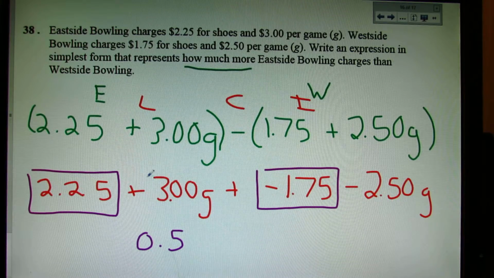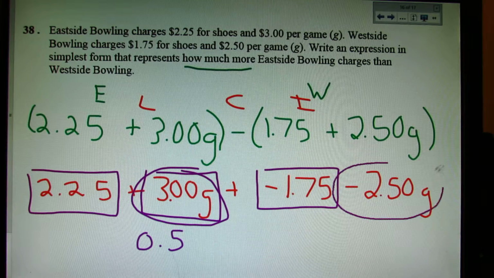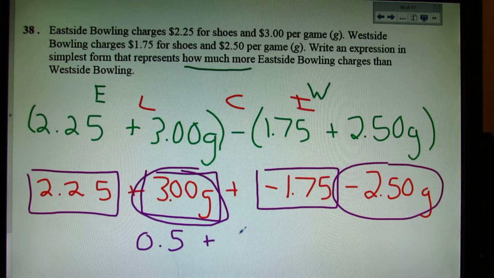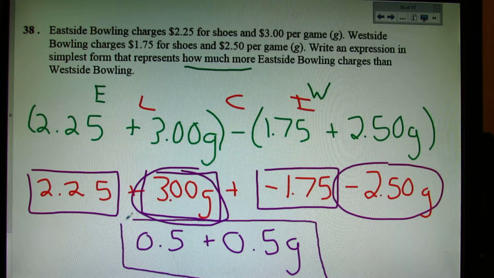Now I have to do positive 3g, oh, I should have circled that, sorry. Positive 3g, negative 2.50g. When I subtract those, I get positive 0.5, and I gotta stick a g next to it. Can I add these two together? They look really similar, however, they are not like terms because this has a g on it and this does not. So my final simplified answer is gonna have to be 0.5 plus 0.5g.